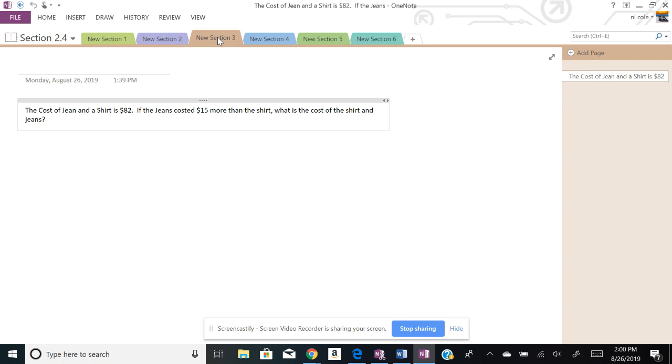All right, here's another application type problem, okay? You've gone shopping and you've bought yourself a set of jeans and a t-shirt. The sum of the jeans and the t-shirt cost $82, and you also know the jeans cost $15 more than the shirt. What is the cost of the shirt and the jeans? So we need to find each one individually.